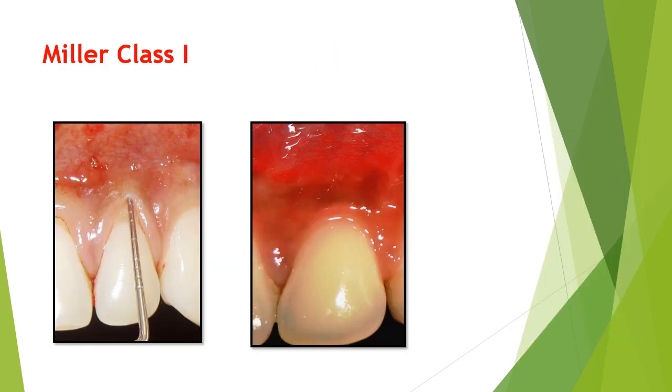We will see clinical pictures. As you can see in this picture, this is a Miller's class 1 recession because the recession has not reached the mucogingival junction and there is no interdental bone and soft tissue loss. And the prognosis of this recession is very good. We can achieve 100% root coverage because this interdental bone and soft tissue will provide blood supply to the coronally advanced or laterally advanced tissue.